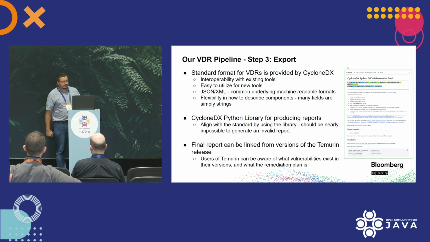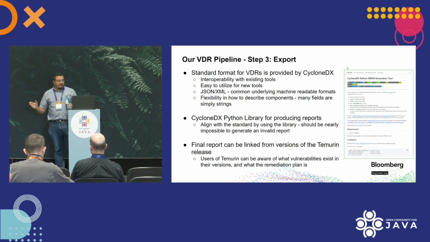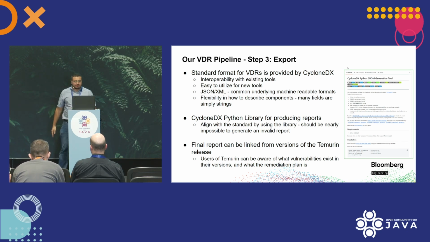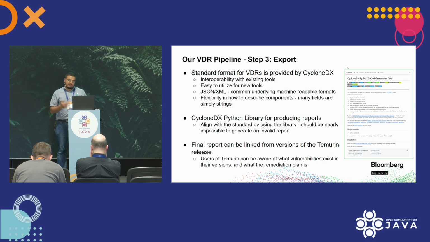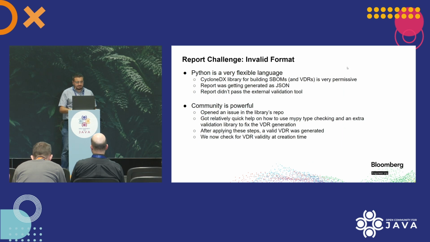And they have a Python library. So basically, our thought was, if we use the CycloneDX Python library, then we should just be generating a valid report from the start, right? There should be no need to adapt it. Almost true. And the great news is the final report can then be linked from versions of the Temurin release so that users of Temurin can be aware of what vulnerabilities exist in their versions and what the remediation plan is. That's still an open action item to pick up the report from the GitHub Actions and put it in the API if anyone's interested in helping out with that.